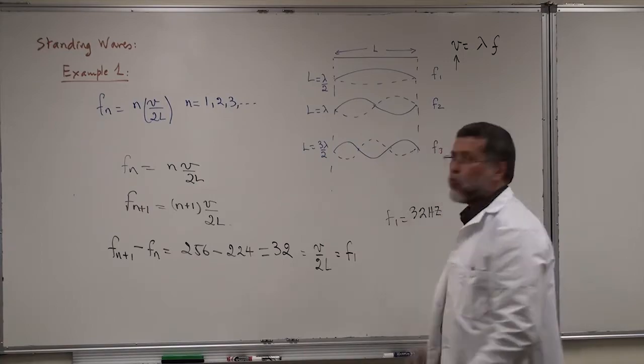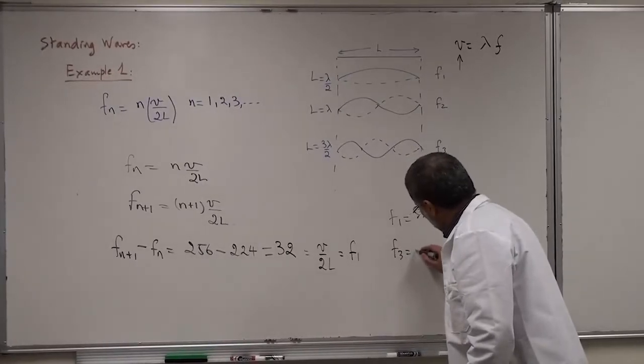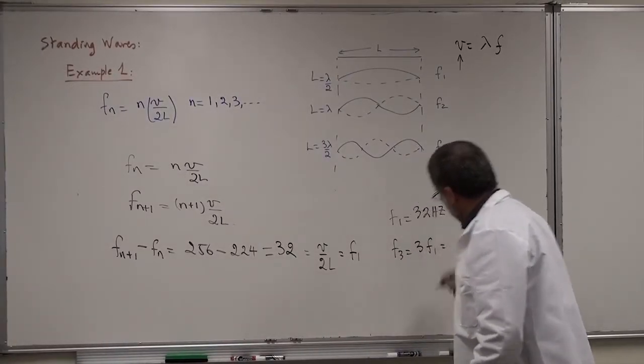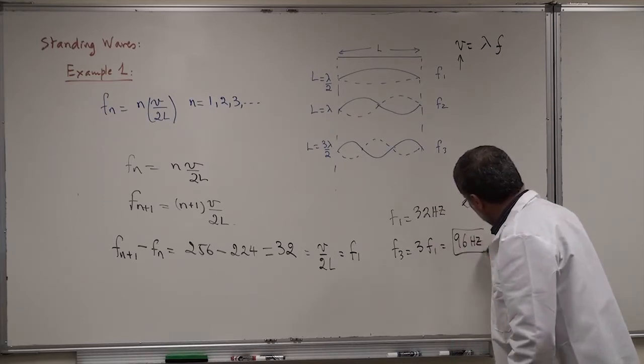And what is he looking for? He's looking for the third harmonic, which is N equal 3. So he's looking for F3, which is equal to 3 F1, as we know. So this will be 96 hertz. And that's the answer for this question.